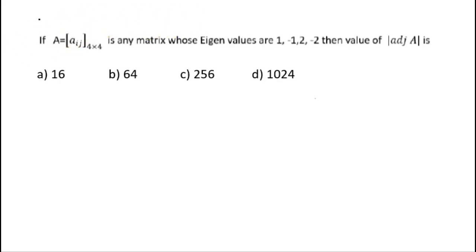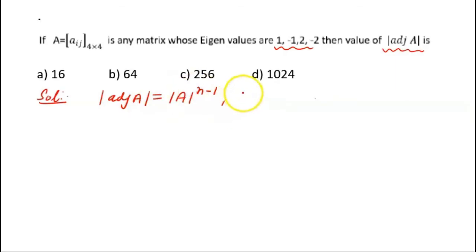So let us look at the first problem. If A is a 4 cross 4 matrix whose eigenvalues are this, then what is the value of determinant of adjoint of A? To solve this question, we are going to use two concepts. So the first concept is, and you should remember this because this may help you in solving other questions as well. So the first concept is that the value of determinant of adjoint of A is given by determinant of A to the power n minus 1, where n is the order of the matrix A.